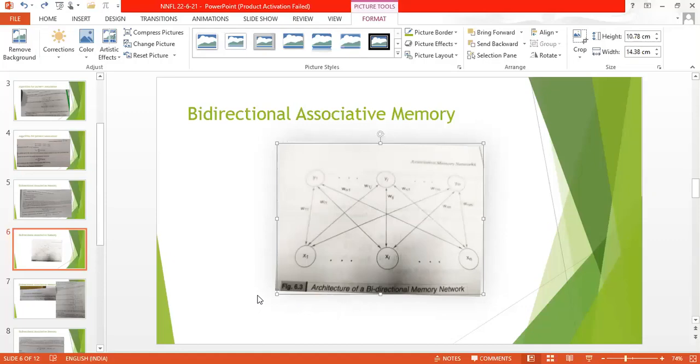So in this BAM, you have two types in existence: discrete BAM and continuous BAM. What is this discrete and continuous BAM? How are the activation functions selected? What is the memory storage capacity? We shall discuss in our next class.